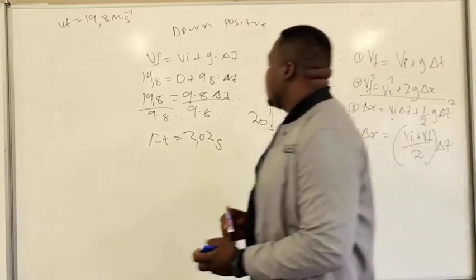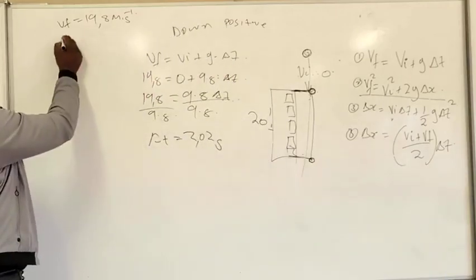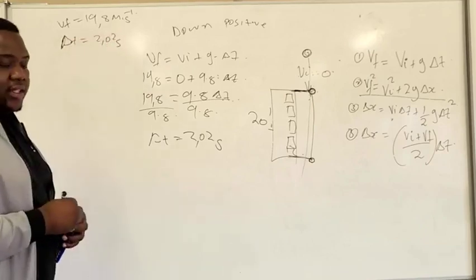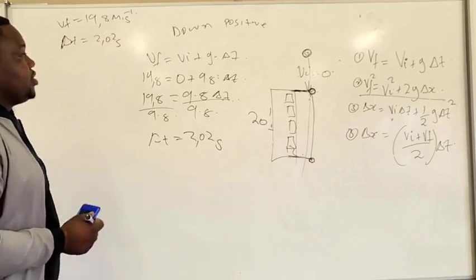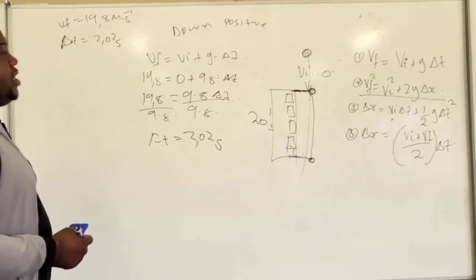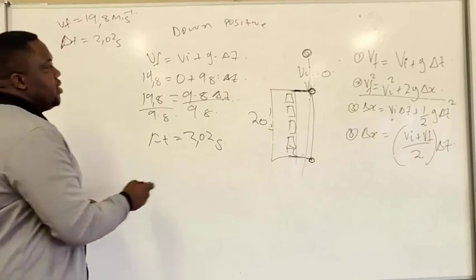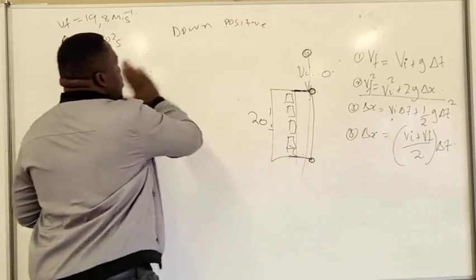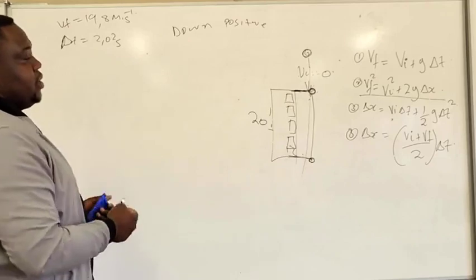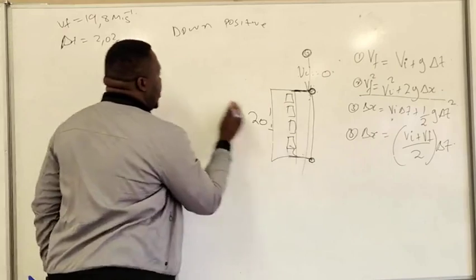So we can even try to use another formula and see if we get 2,02 seconds. Let us try it. Let us see if we are getting the same values. Okay, let me erase. All the formulas that have got the time there, they can work. Let me use this one, number 3.